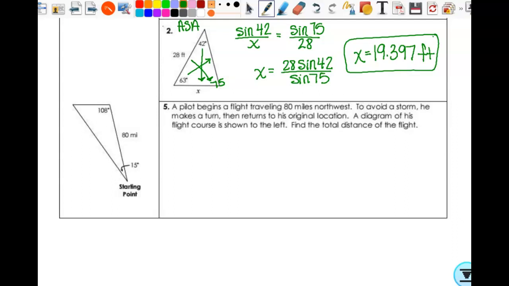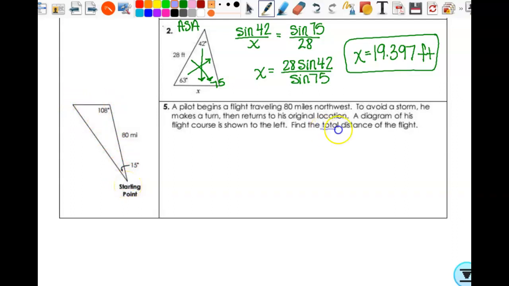So let's look at number 5. A pilot begins a flight traveling 80 miles northwest. To avoid a storm, he makes a turn, then returns to his original location. The diagram of his flight course is shown to the left. Find the total distance of the flight. So I start here, go 80 miles, turn, go another distance, turn, go another distance, come all the way back.